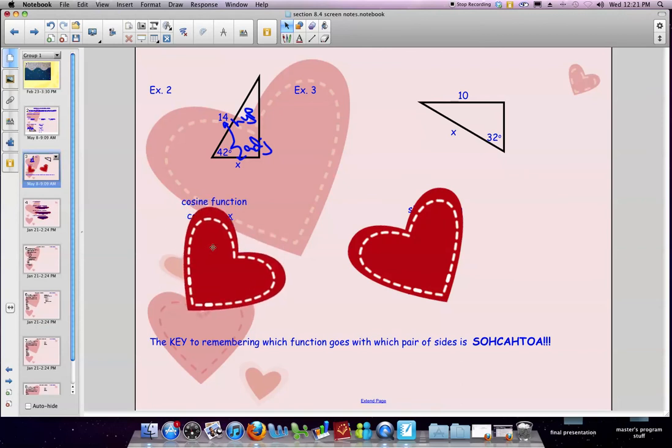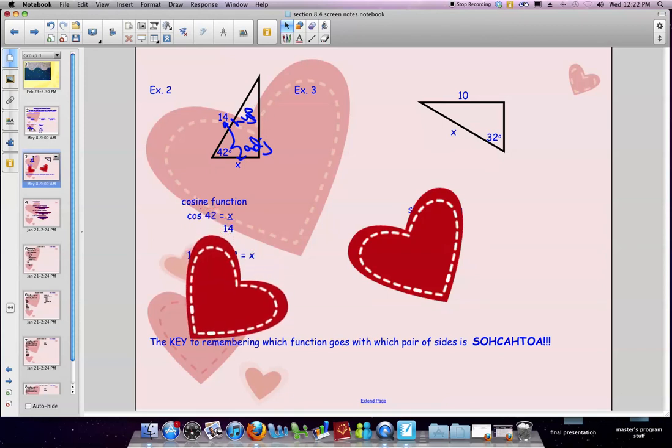So I know I'm going to use cosine. Now I'm going to set it up according to that definition. The definition of cosine is adjacent over hypotenuse. So I'm going to take the cosine of my angle measure, which is 42, and then on the other side I'm going to put the adjacent side, which is x, over the hypotenuse, which is 14.